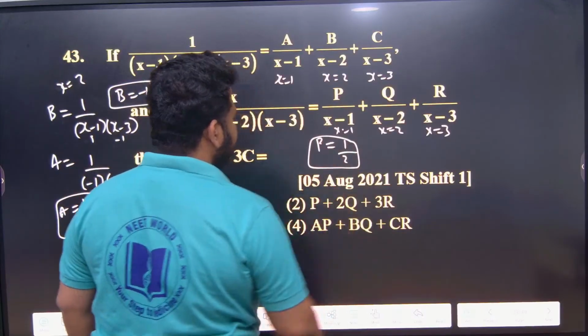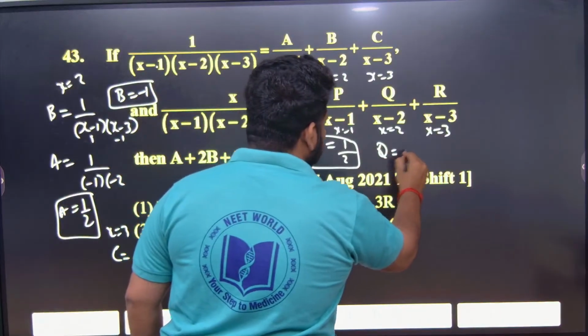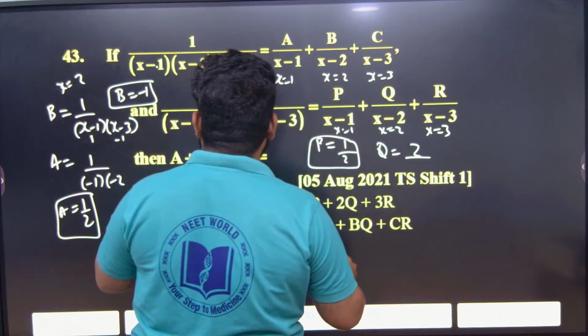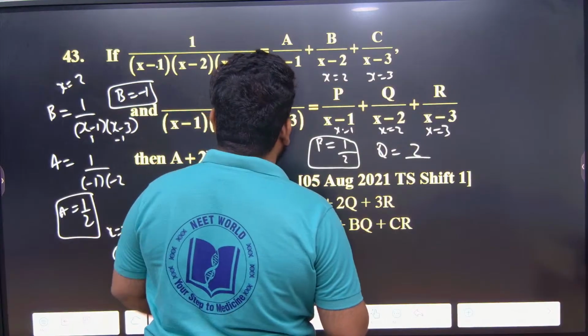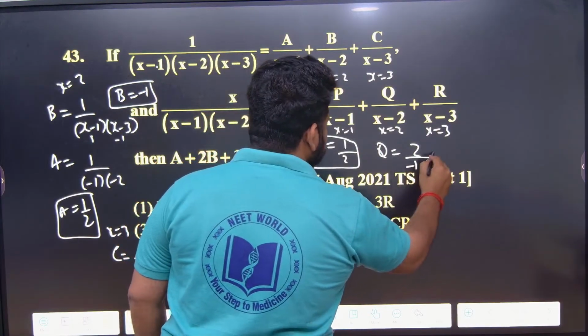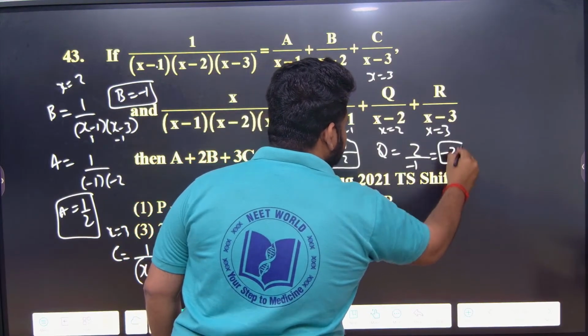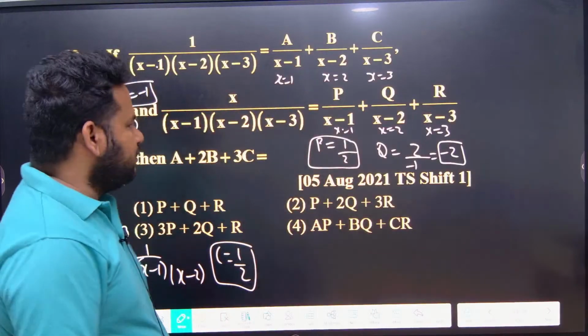So what about q? Q value if I have to find out, this will be equal to 2 by, what is this? 2 minus 1 is 1, 2 minus 3 is minus 1. So 2 by minus 1 will be equal to minus 2. Q value will be equal to minus 2.